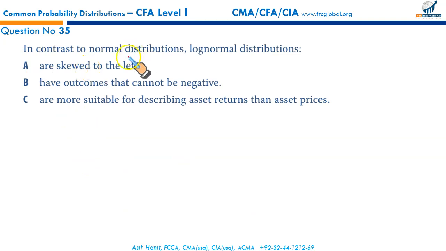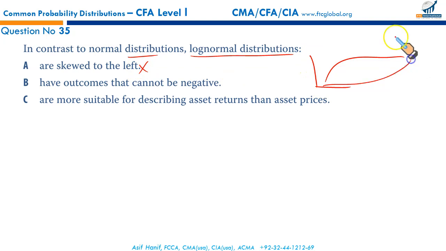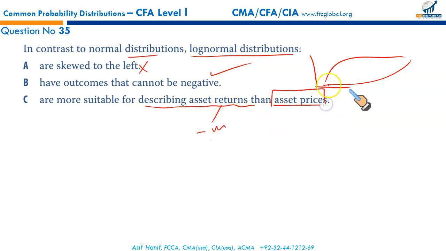In contrast to normal distribution, lognormal distributions are skewed to the left. Wrong, they are skewed to the right because they don't have negative values. Have outcomes that cannot be negative. Correct. Are more suitable for describing asset returns than asset prices. Wrong. Asset returns can be negative, but prices are either 0 or positive. So yes, that's right. Returns can be negative, but prices are normally either 0 or positive. So that's true. C is the right option.